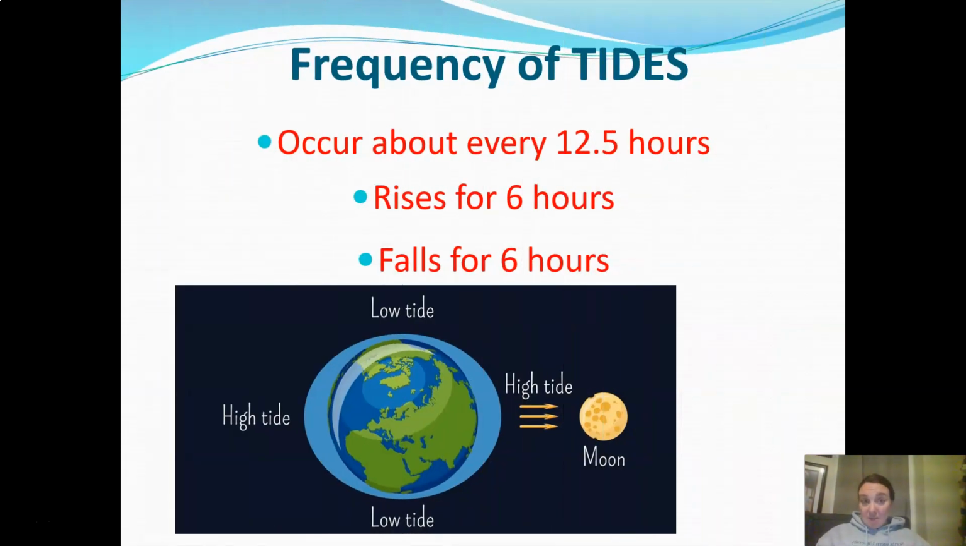The frequency of these tides, so between high tide and high tide, you have about 12.5 hours between them. So it will rise for 6 hours from low to high, and then it will fall for 6 hours from high to low. So that's one cycle. You have 2 of those cycles every day.